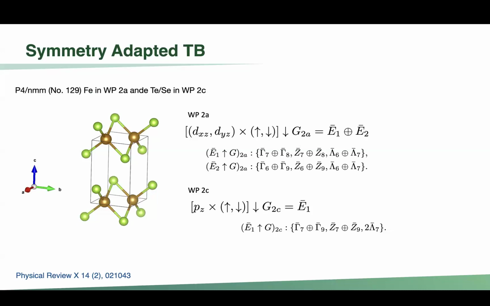All right, so what we did was a symmetry-adapted tight-binding model, considering the orbitals that the experimentalists told us are playing a role. And this is very systematic at the moment. We know that the iron sits in the 2a Wyckoff position, so we know the irreps in real space, we know the irreps in reciprocal space, and we know how the bands should connect. And because the selenium and tellurium sit in the 2c Wyckoff positions, we also have a lot of information about the real space and reciprocal space.